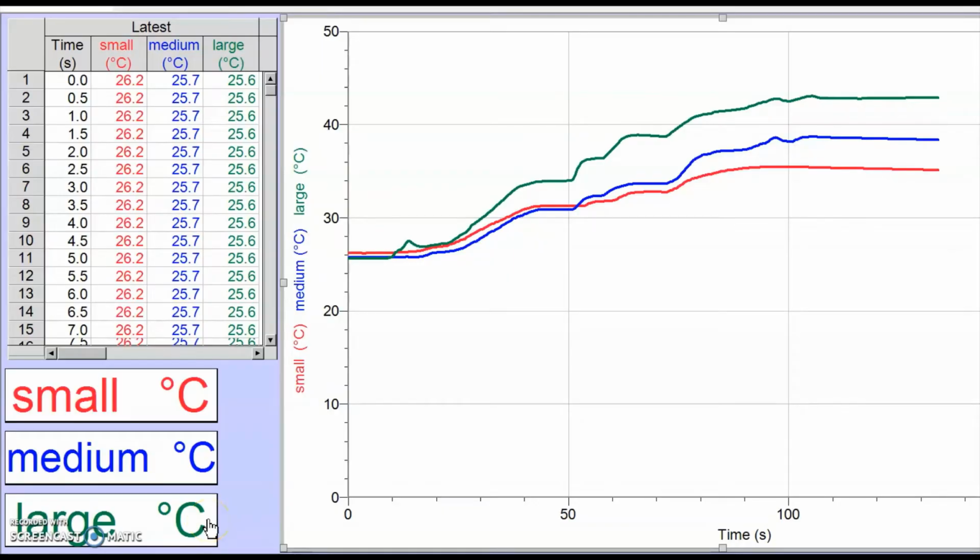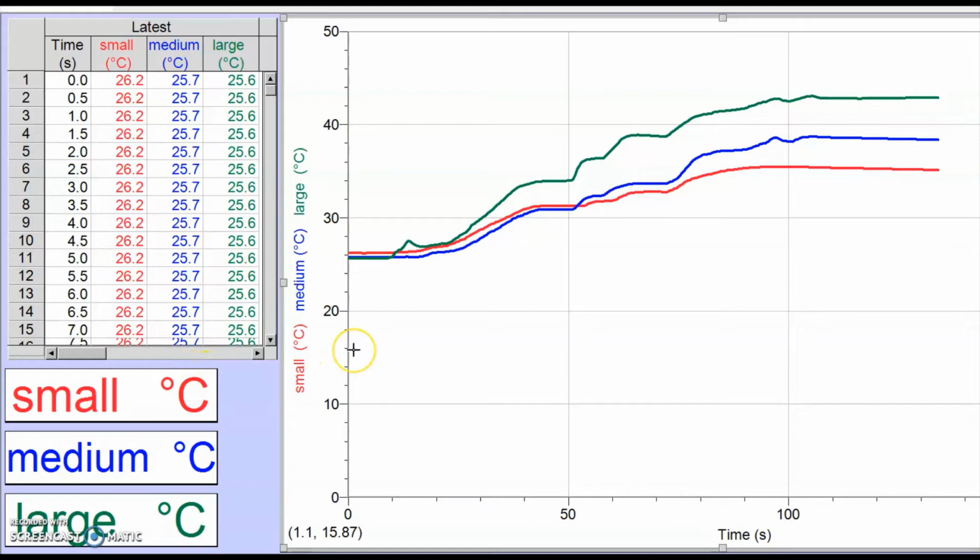So here's the temperature data that was collected for our 3 different strips of magnesium. You can see the red line corresponds to the small strip, the blue line to the medium strip, the green line to the large strip. And we can look right now and see what our initial temperature was. For the small strip, our T1, our initial temperature was 26.2 degrees. For the medium strip, it was 25.7 degrees. And for the large strip, it was 25.6 degrees.